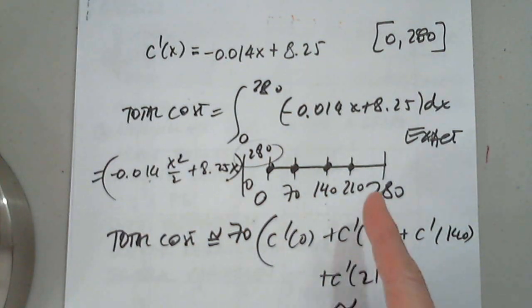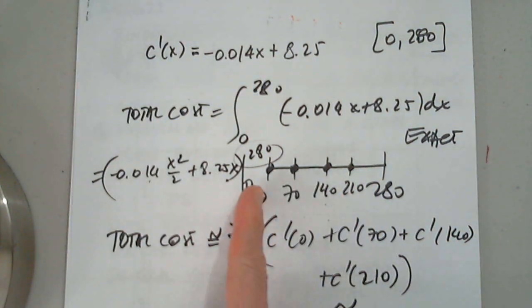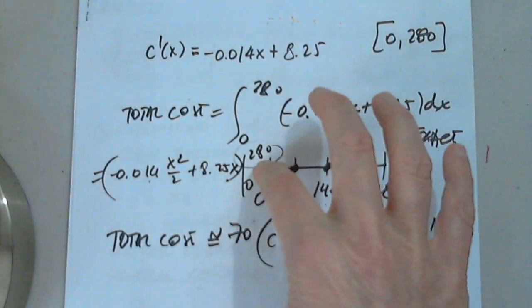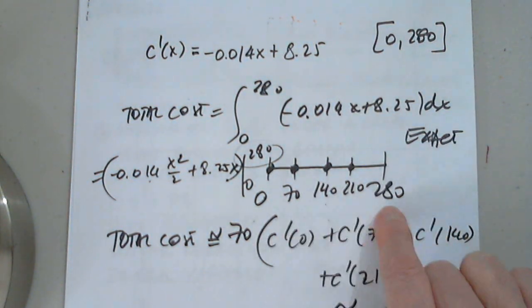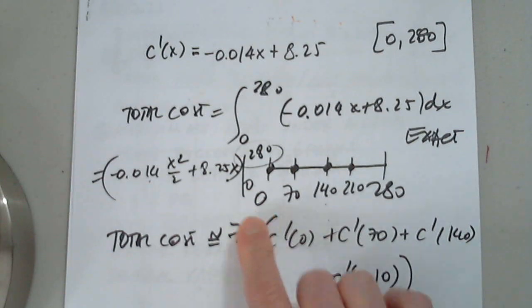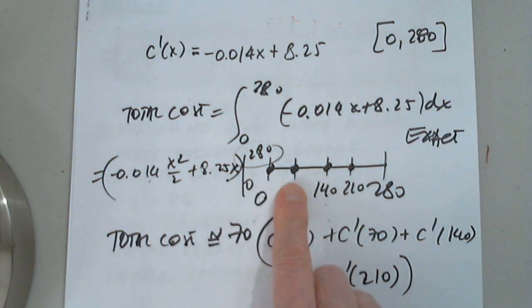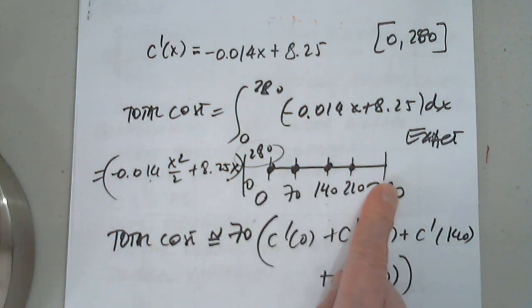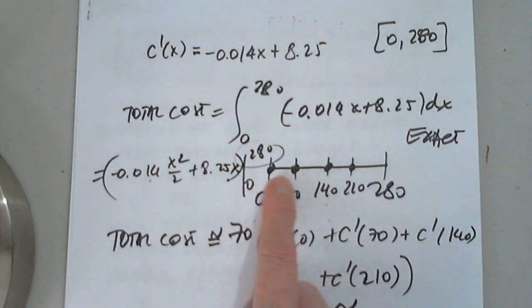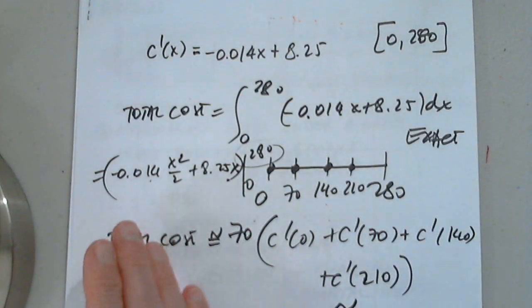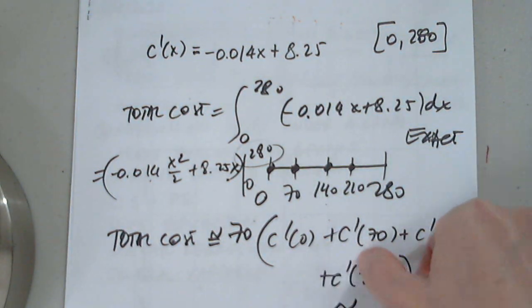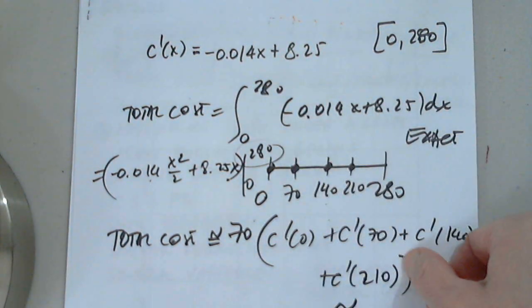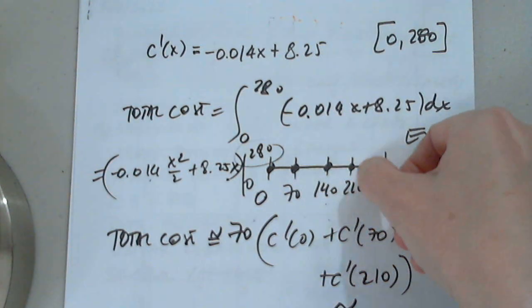So for the leftmost point, I have to find C prime of 0, C prime of 70. First of all, I divided this into 4 equal parts. 280 minus 0 is 280, divided by 4 is 70. 70, 70, 70, 70. So then the base is 70, that's why I pulled it out, times C prime of 0 plus C prime of 70, C prime of 140, and C prime of 210.